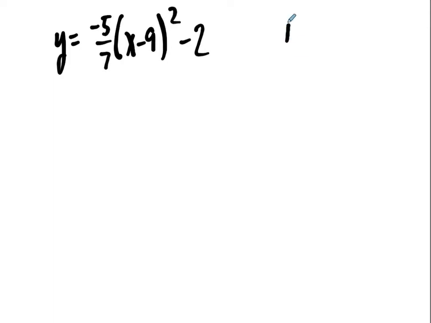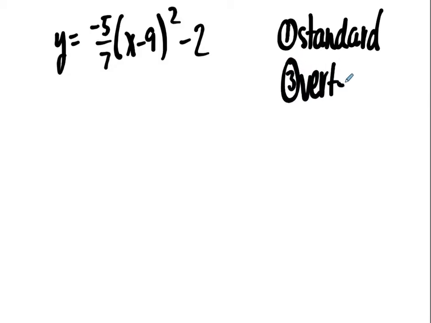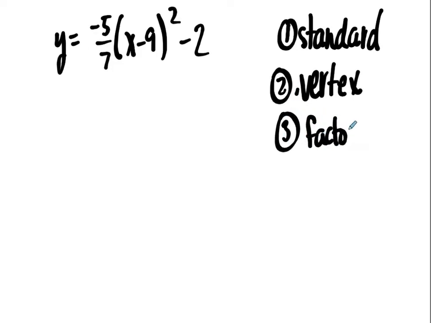There's three forms: standard, vertex, factored. Oh my gosh, they're all quadratics. Yeah, factored. The factored form is sometimes called intercept form because it tells you quickly the x-intercepts.